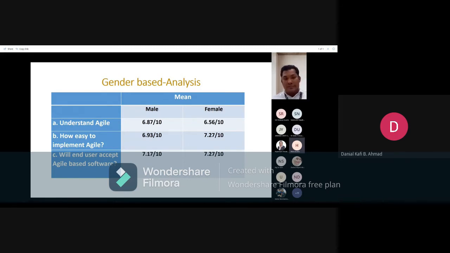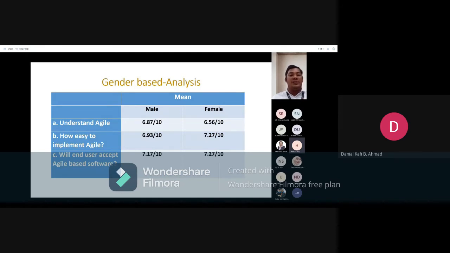So is it easy to implement agile? What do you think? Things like that. Okay. So will end users accept agile-based software? Do the IT practitioners think that software that has been developed using agile is being accepted by the end user? End users could be public users as well.